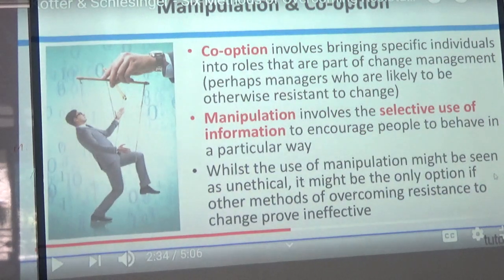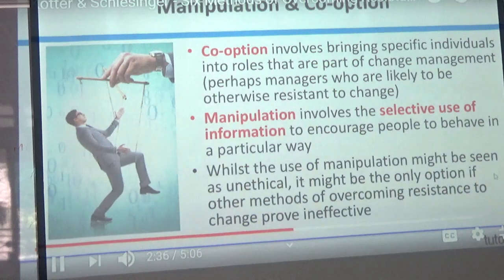This is Cotter, John Cotter. Would you want him as your dad? Oh my God. He's like, well, I'm going to trick my kids into doing things. I mean, I know that parents do that a little, but you don't want to have it as a philosophy. It might be the only option if other methods prove ineffective. It gets worse.